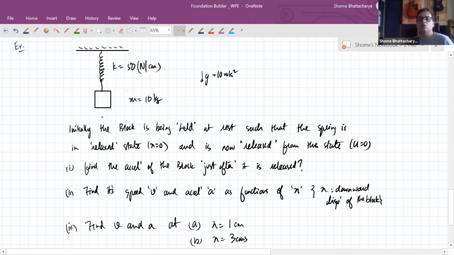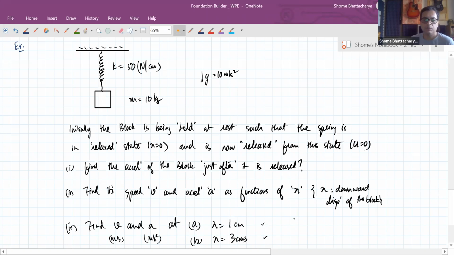So eventually it will hold back the block. Okay. So that's what you have to find, that as it falls through a distance x, what will be the speed v as a function of x and the acceleration a as a function of x. And from that we have to find the particular values of v in meters per second and the acceleration in meters per second squared at the particular values of x of 1 centimeter and 3 centimeters respectively.